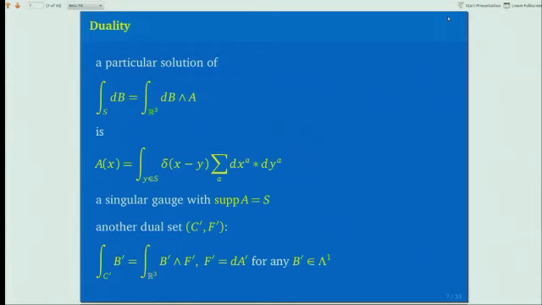Now, we will call this a dual set, the curve C and the closed two form F, but there could be another dual set, and some form B prime.